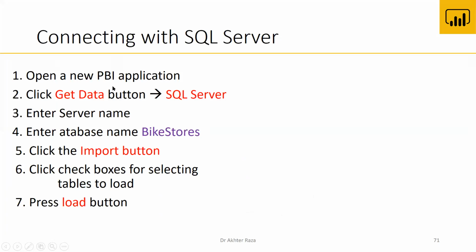Okay. These are the steps. Yes. Connecting with the SQL Server in a new Power BI application. Why a new Power BI application? Because the previous data sources should be closed before opening the next one. Then click on the Get Data button. After Get Data, you have to click the application from where you want to get the data, that is SQL Server.